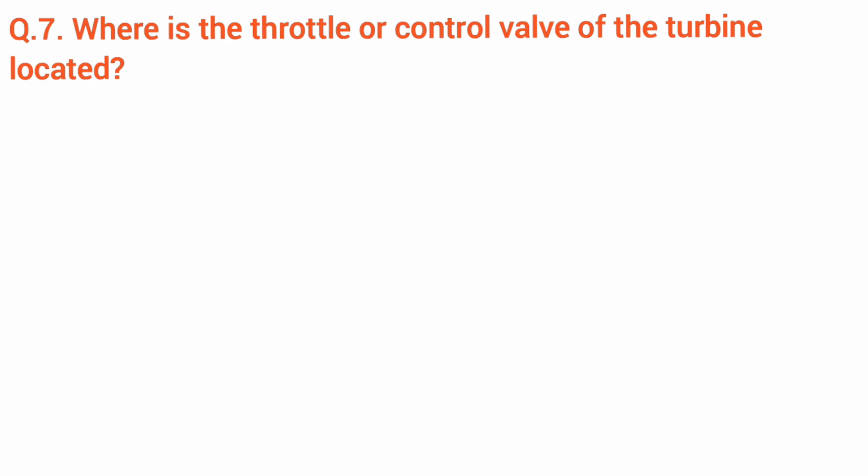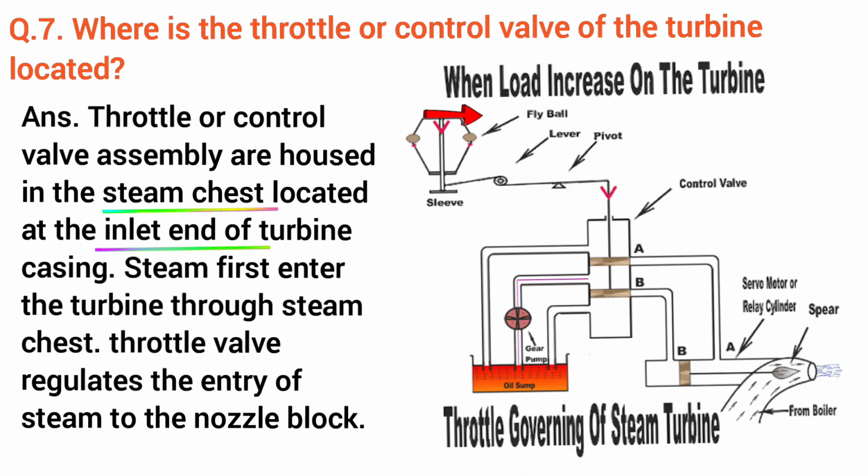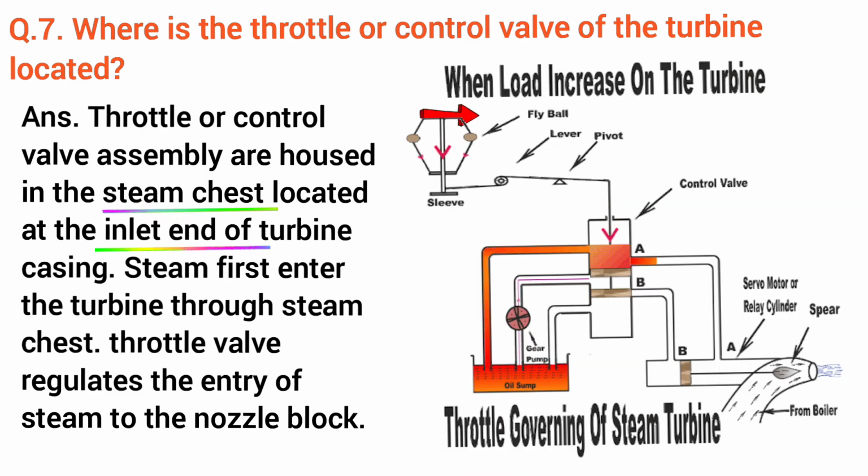Where is the throttle or control valve of the turbine located? The throttle or control valve assembly is housed in the steam chest located at the inlet end of the turbine casing. Steam first enters the turbine through the steam chest. The throttle valve regulates the entry of steam to the nozzle block.